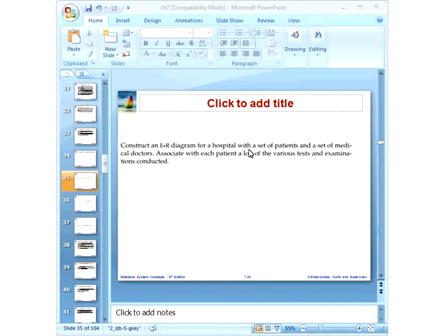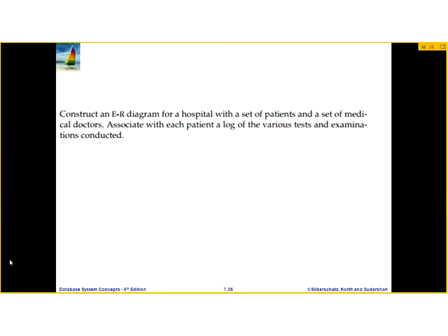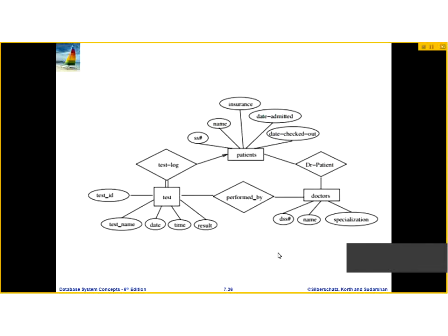Okay. So let me show you the solution. You were asked to construct an ER diagram for a hospital with a set of patients and a set of medical doctors, and then I asked you to identify the entities and their attributes, and then make the ER diagram. So this is the ER diagram, a not very refined one, but the basic ER diagram. Here you can see there are three entities: patients, doctors, and tests.